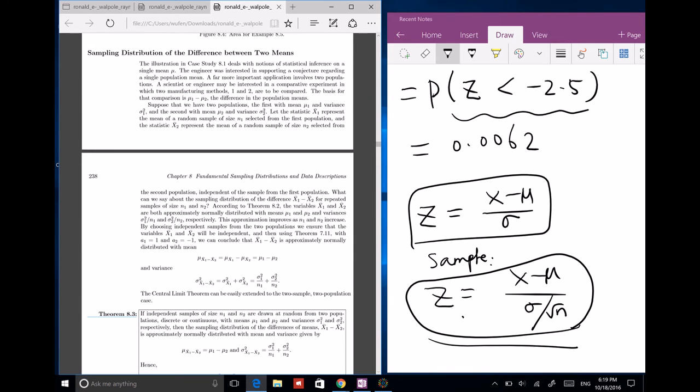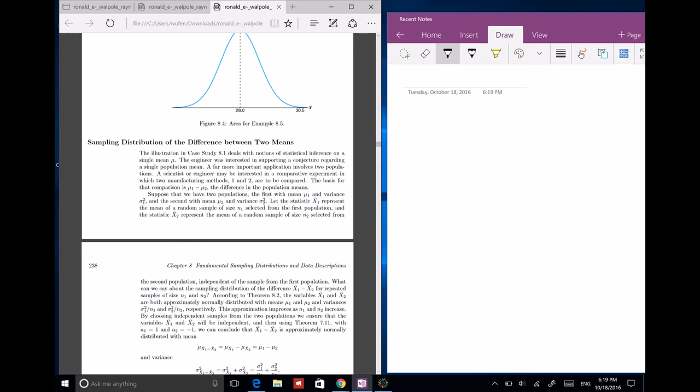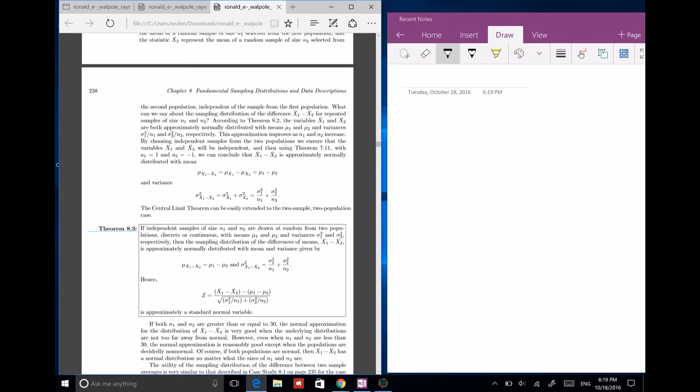The next topic is the sampling distribution of the difference between two means. Basically, we have two populations and we select independent random samples from them. The first sample has sample size n1, and the second sample has sample size n2.